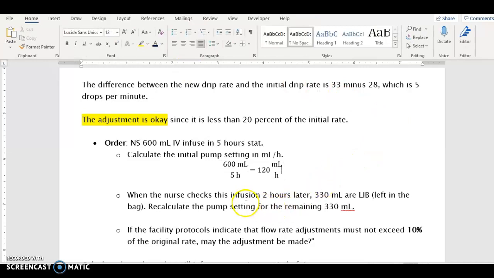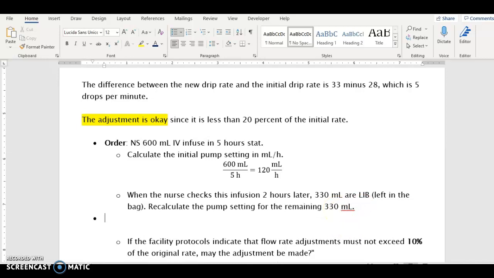The second part of the question says, when the nurse checks this infusion 2 hours later, 330 milliliters are left in the bag. Recalculate the pump setting for the remaining 330 milliliters. To answer this question, we want to ask ourselves, how much time is remaining for this infusion after 2 hours?